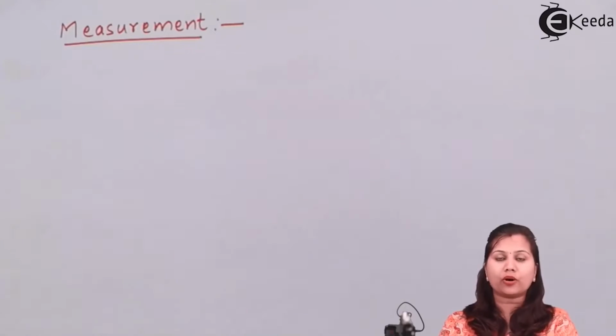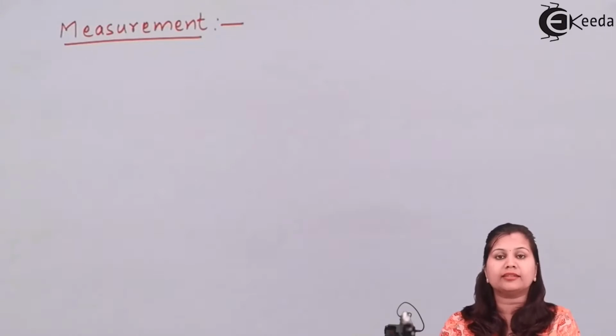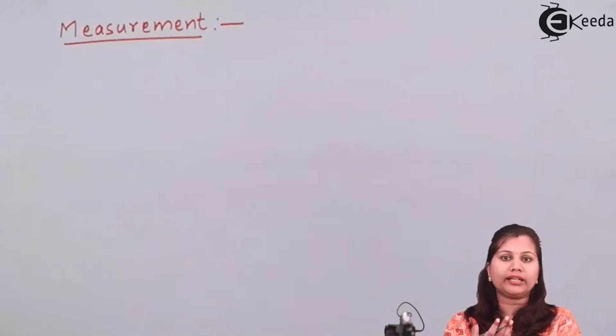Measurement is the act or the result of a quantitative comparison between an unknown quantity and a predefined standard. The unknown quantity which we want to measure is called the measurand, and the predefined standard has a value which we already know. So the unknown quantity and the known standard are compared, and the result of that comparison is called the measurement.